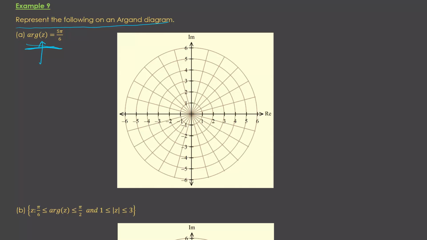Now 5 pi by 6 on my diagram is shown by this ray here. So all of the points that I put there would represent complex numbers z that have an argument of 5 pi by 6. So all we need to do is draw a line going along that ray. But note that the line starts here at the origin. This is something that's known as a half line.